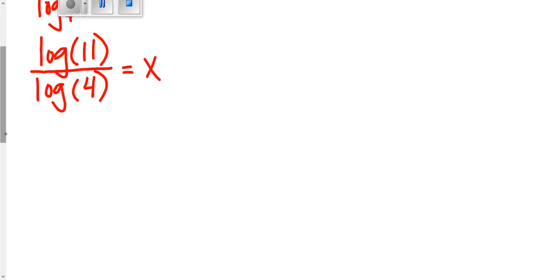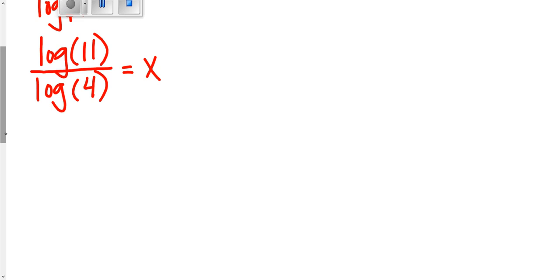Nothing more than that. So when I actually type this in, I do log, find that log button, and then 11, I close the parentheses, then I hit divided by log of 4, close the parentheses.